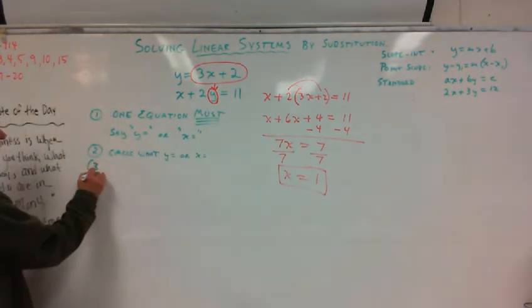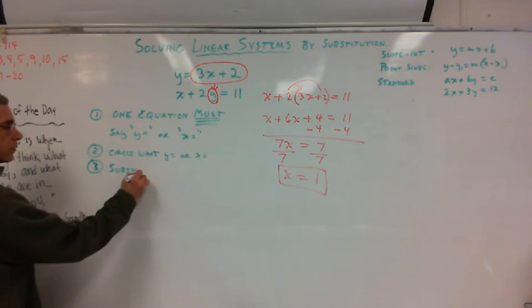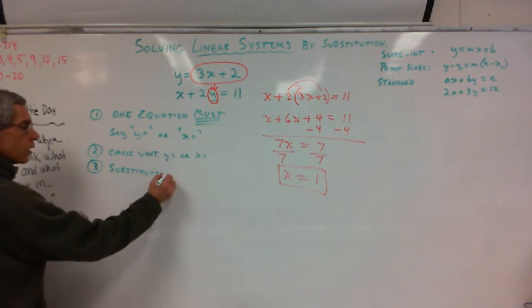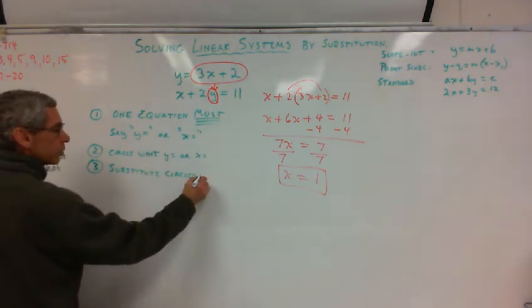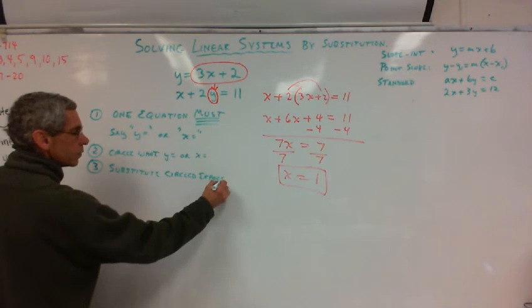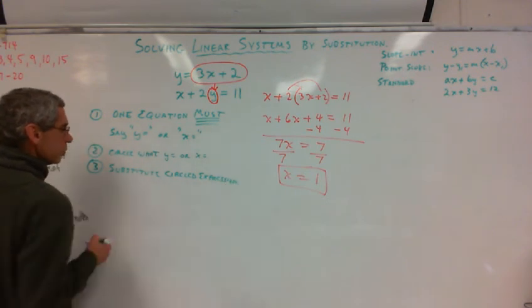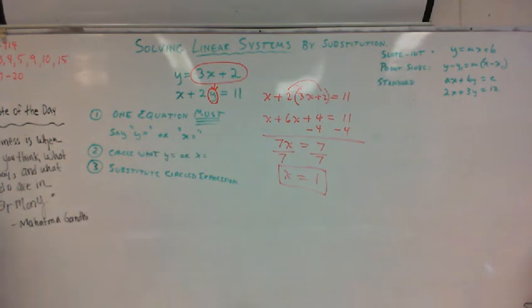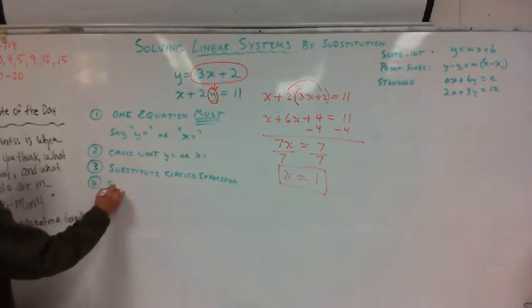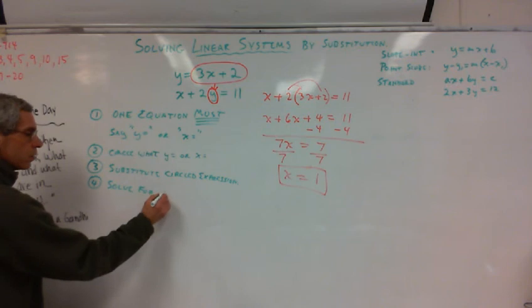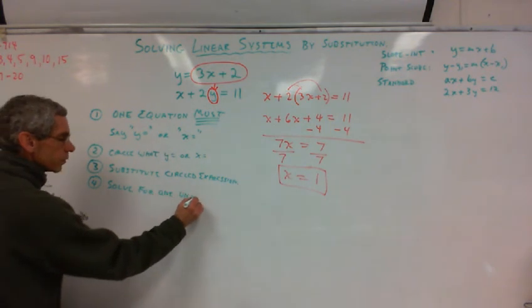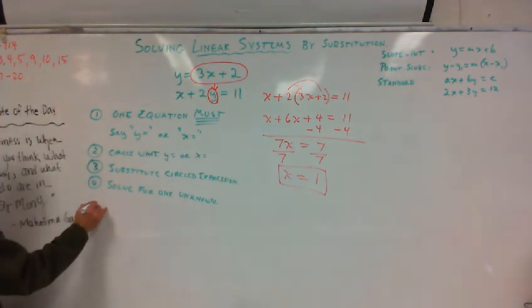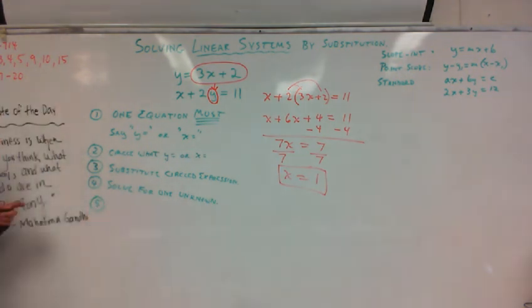Okay, wait, let me just add this. Substitute the circled expression in the appropriate place, right? And then solve for one unknown. This is kind of making it harder, to be honest with you, but okay. Now, this is where we've gotten so far.